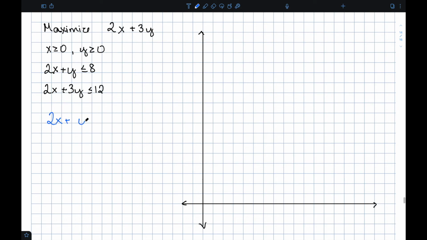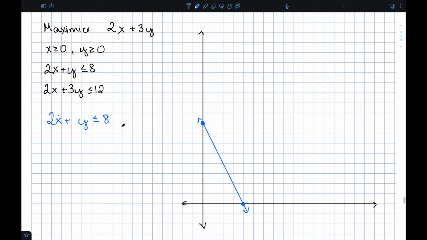My next equation, 2x plus y less than or equal to 8, I'm going to do this using intercepts. If x is 0, this equation turns into y equal to 8. So we can plot that point, 2, 4, 6, 8 up. And if y is equal to 0, this becomes 2x equal to 8, or x is equal to 4. And then we can connect those dots to get the line and its graph.